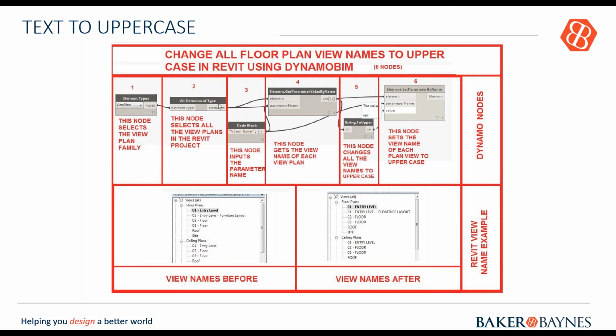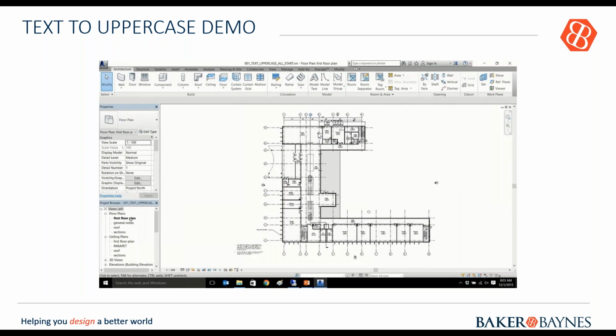Now, on each side of each node, you'll see there are those little inputs and outputs. Just as a quick tip, on the right of your node, that is your output. The left of your node, that is your input. So in this case, we will be taking our view plans and inputting them to element types. From that, we'll output those elements, change and attach them to parameter value by name and parameter name. And then also the same goes hand in hand. You'll see as we go through the demonstration.